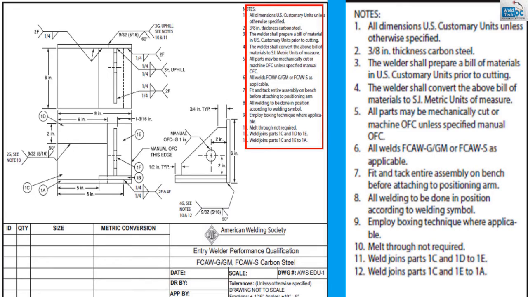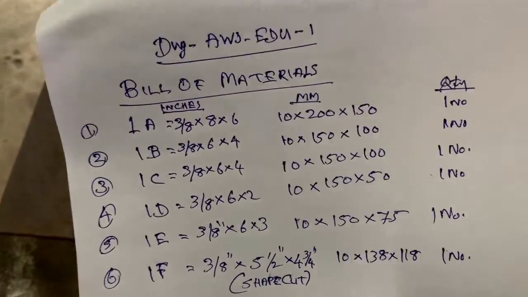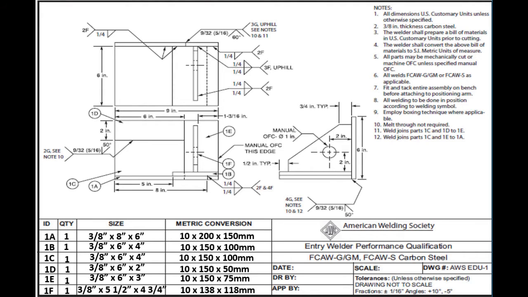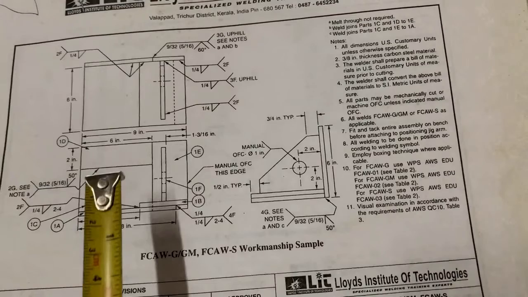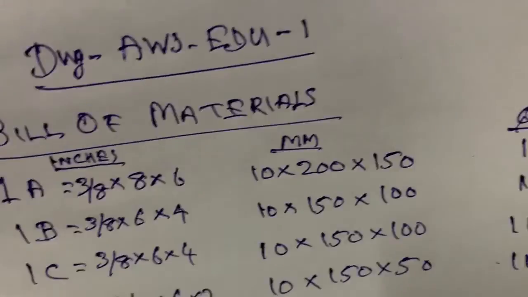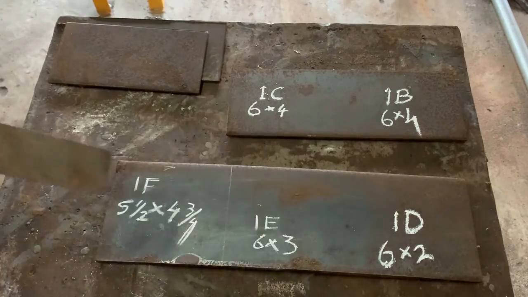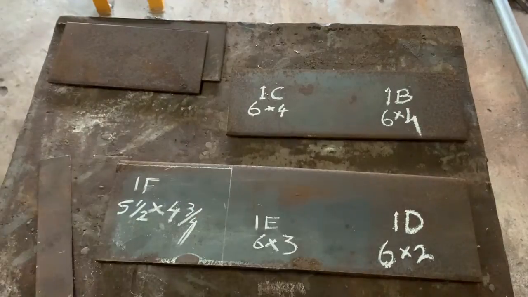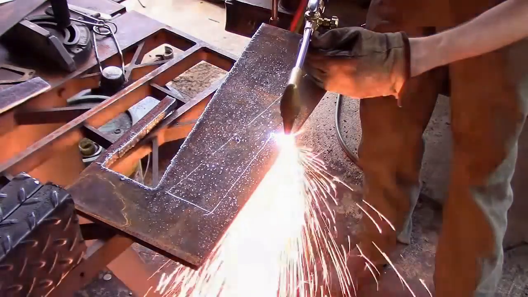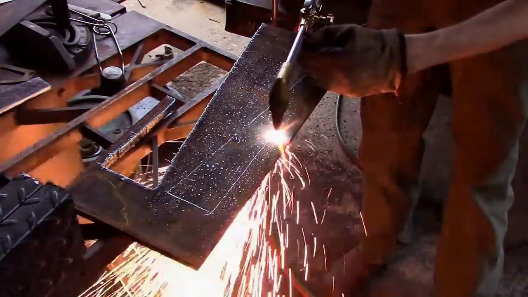Before you start the job, study the drawing properly and thoroughly. Go through the titles and notes. Prepare the bill of material. Here we prepared the BOM in inches and converted it into the metric system, as mentioned in the notes. Check the thickness of the material you plan to mark and cut. Then proceed with cutting using oxyfuel cutting.